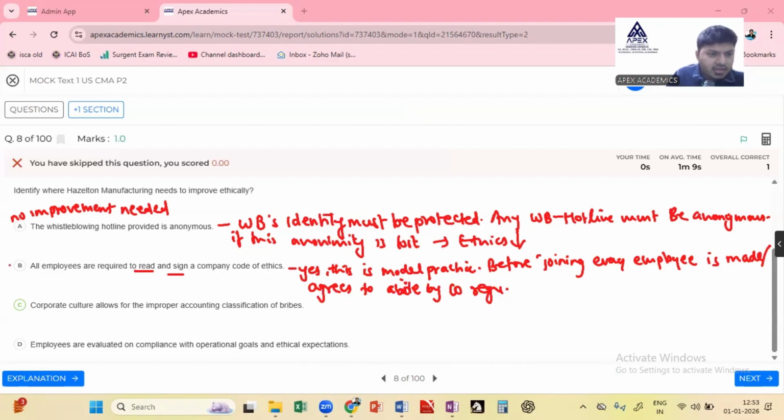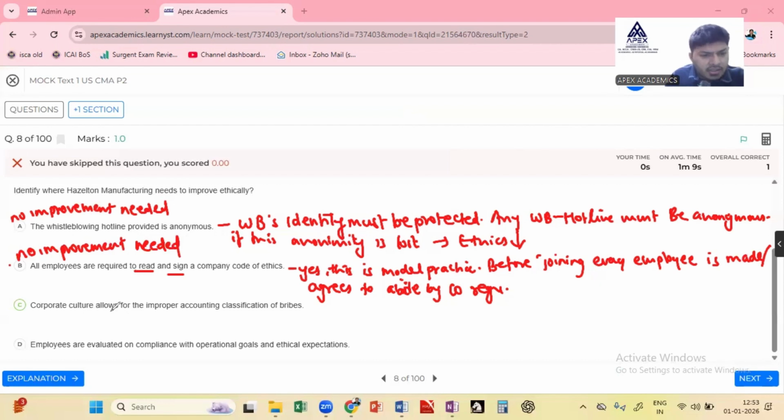Here again, there is no improvement that will be needed in this regard. Why? Because signing this model code of ethics before you join is extremely important. So what will I say over here? I will say over here, no improvement is needed.